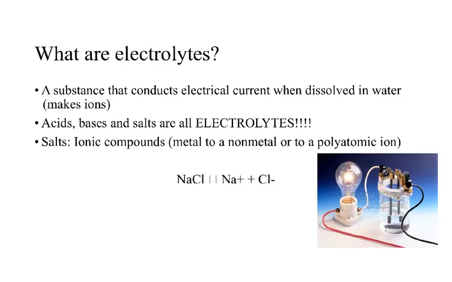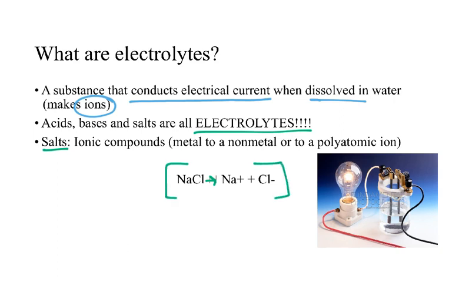An electrolyte is a substance that conducts electrical current when it's dissolved in water because of those ions. That's the key thing there. Acids, bases, and salts are all electrolytes because they all dissolve in water and break into ions. A salt, not just table salt, but all salts, is an ionic compound, so it's a metal and a non-metal, or a polyatomic ion. The biggest one that comes to mind when people say salt is sodium chloride, but it could be any metal ionic compound, not just sodium chloride.